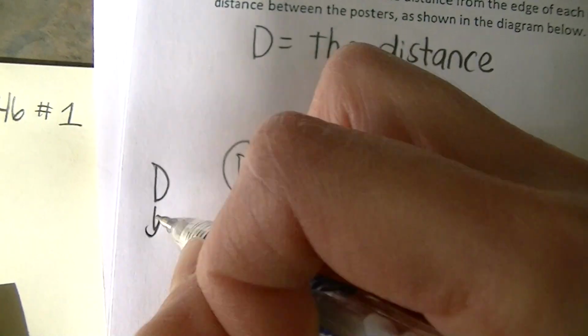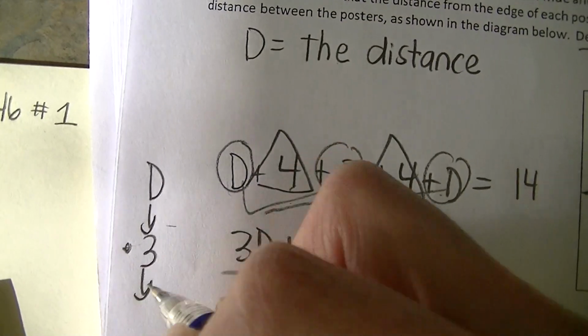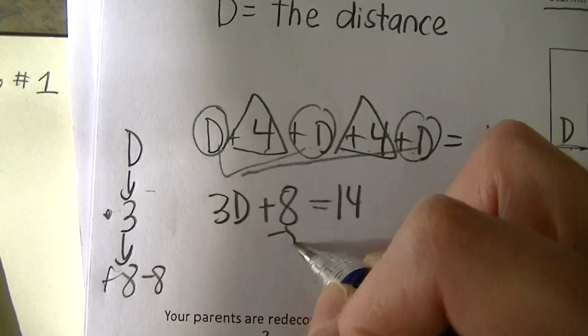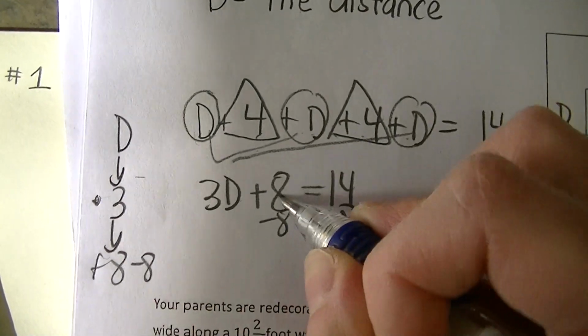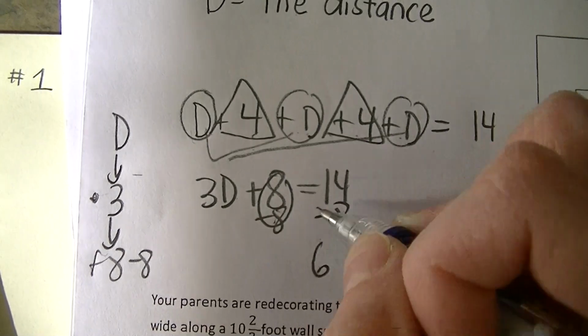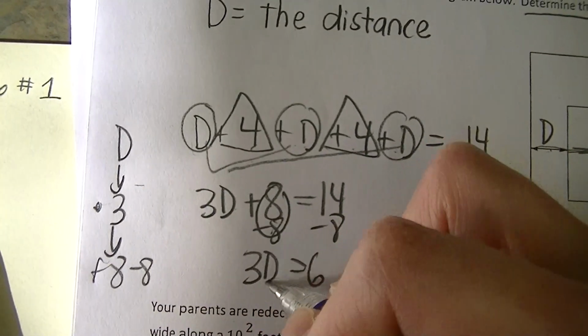So start with D. We multiplied it by 3. After that, we added 8. Inverse operation of adding 8 is to subtract 8. So you're going to do that to both sides of that equal sign. 8 take away 8 is 0. 14 take away 8 is 6. Bring down your equal sign and bring down your 3 times D.